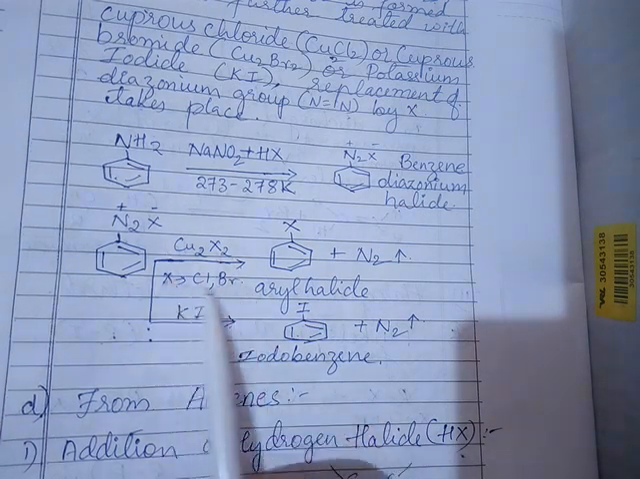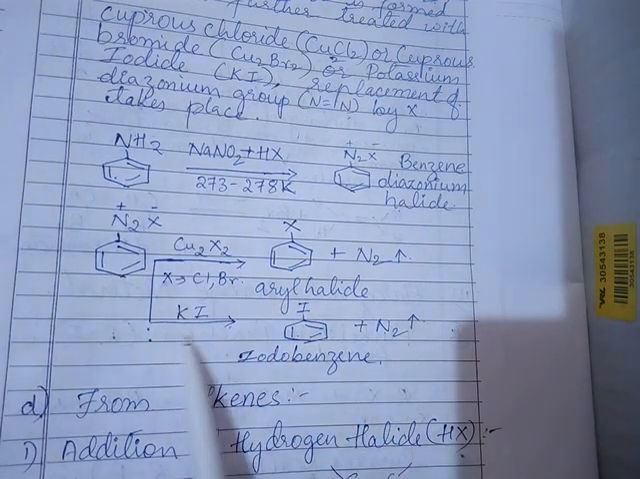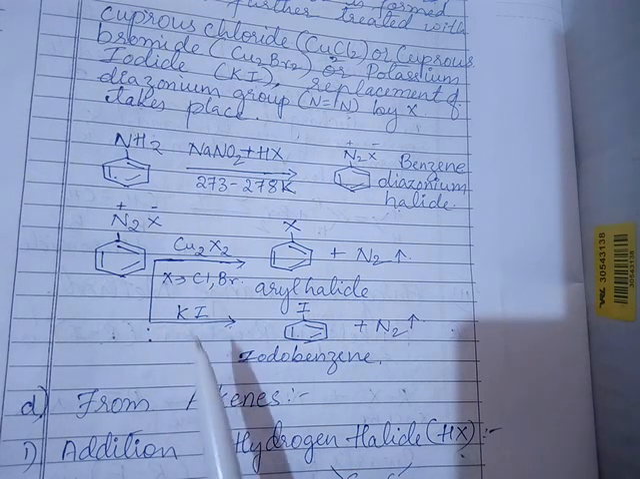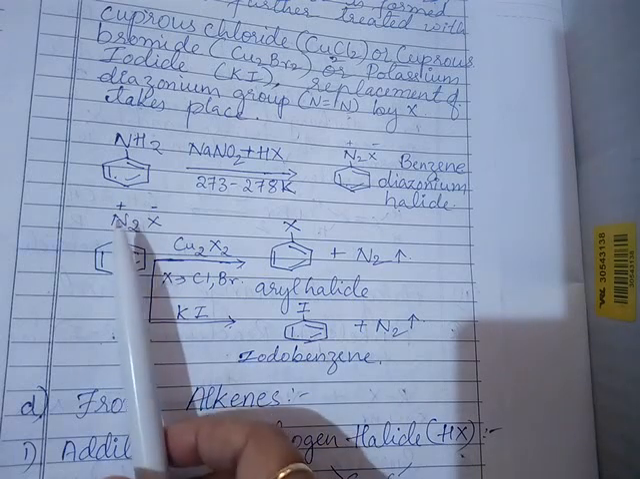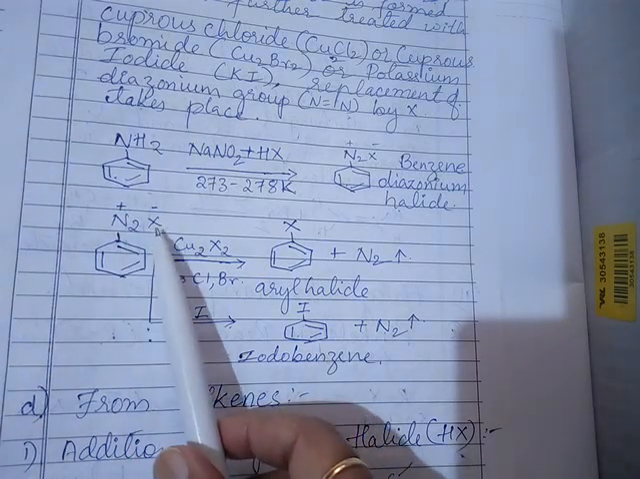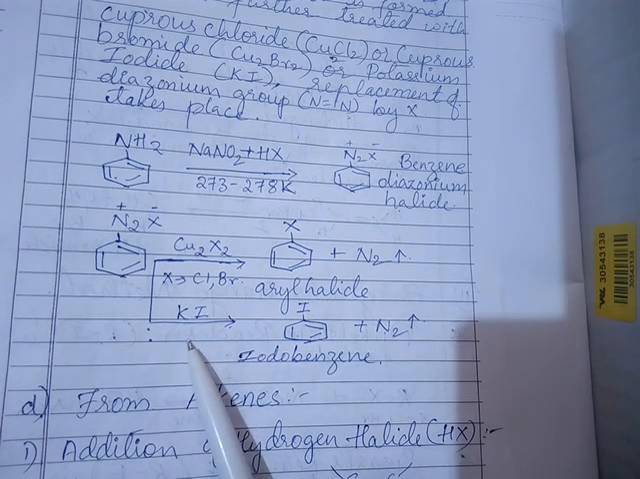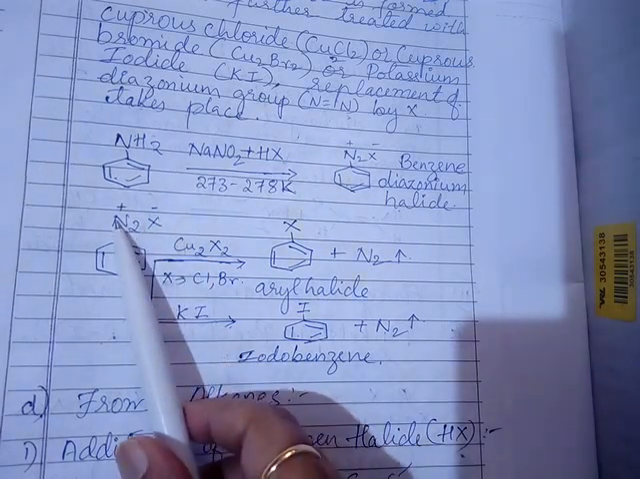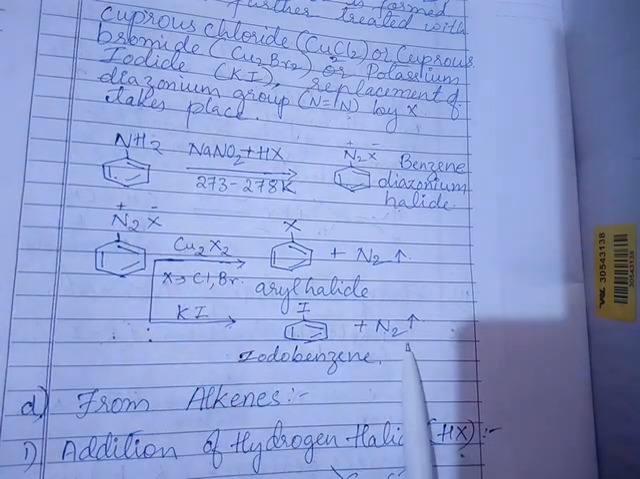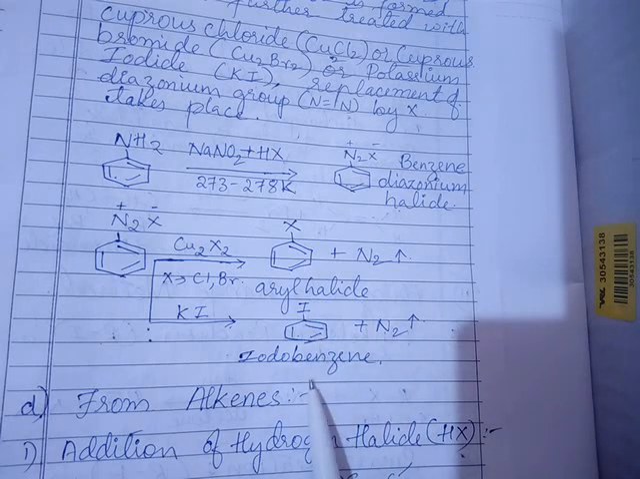Here you would require to warm a little, but in this case just by shaking it with potassium iodide the reaction takes place. So if you have C6H5N2I, treat it with potassium iodide, KI. The I gets replaced here, N2 comes out, leading to the formation of iodobenzene. So this is how we have the Sandmeyer's reaction.